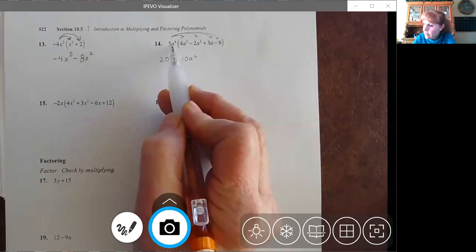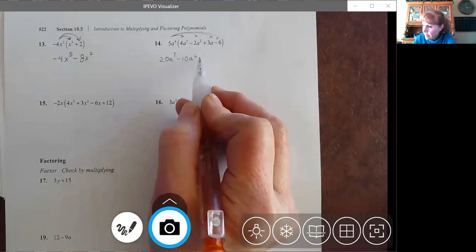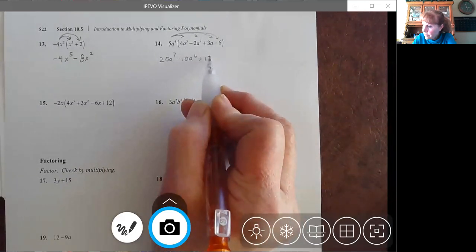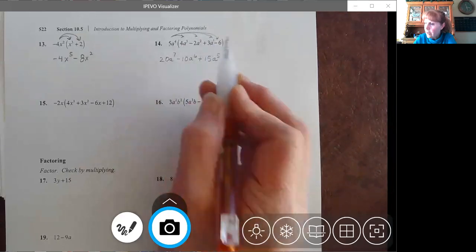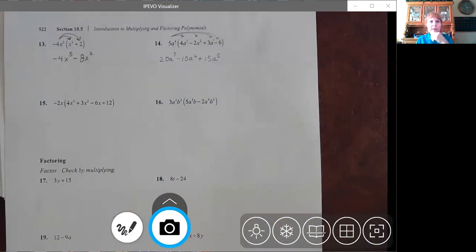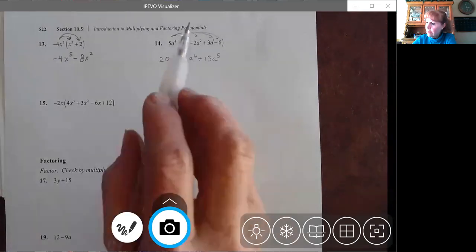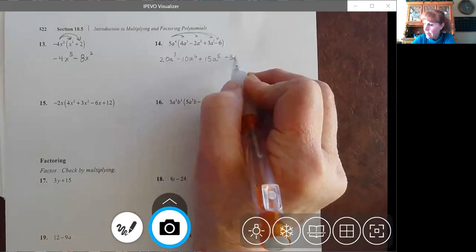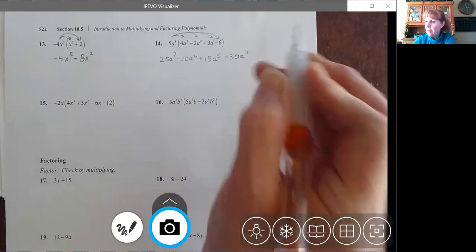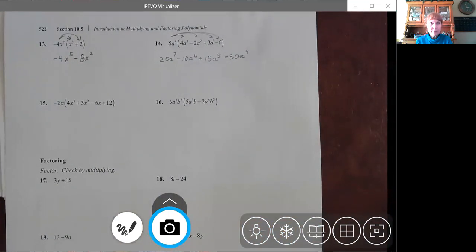Then we'll take 5a to the 4th times 3a. That will give us 15a to the 5th. Okay, don't forget that there's a 1 on that a there. 4 plus 1 is 5. And the last one, 5 times a minus 6 is a minus 30a to the 4th. That a to the 4th does go with that last term as well. And there's your answer. And it's also in decreasing power, which is awesome.